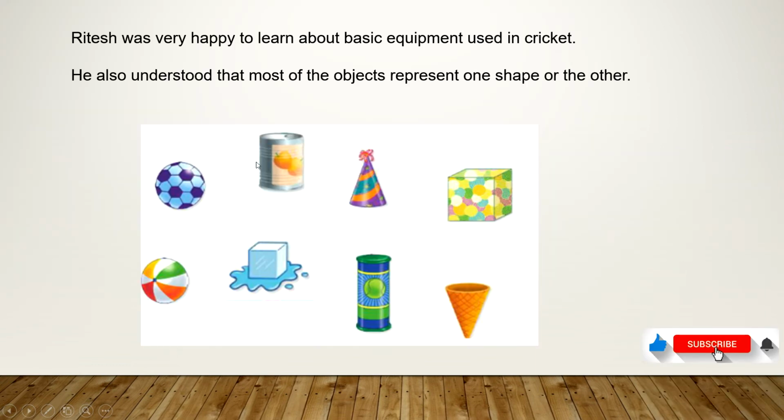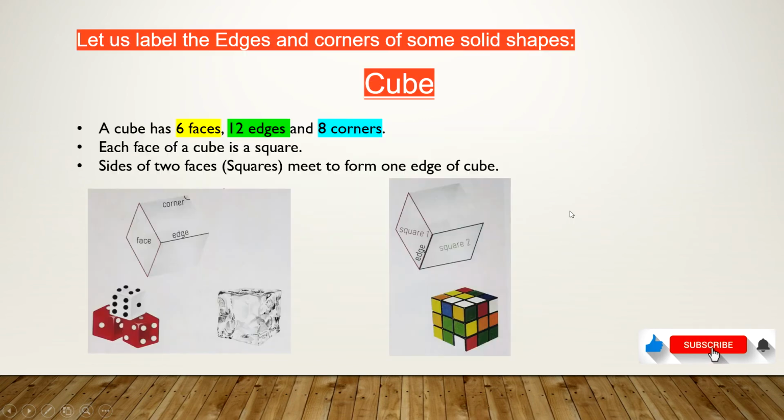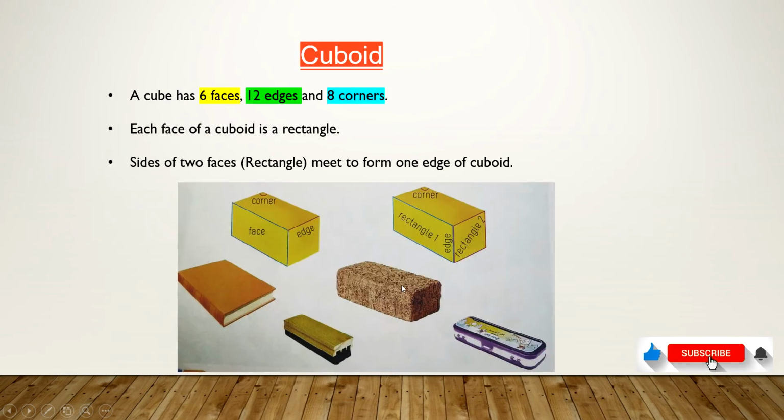And he also noticed real life objects which resemble one or the other shapes. And we saw about cube. We saw 6 faces, 12 edges and 8 corners for a cube, and each face was a square. And here are some examples we have seen. For cuboid also we have seen 6 faces, 12 edges, 8 corners. The only difference was the opposite edges must be equal and each face of the cuboid is a rectangle. So we have seen this example already.